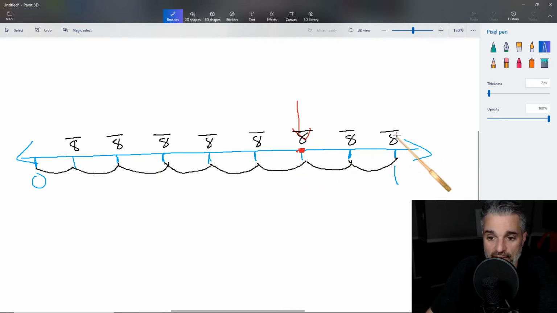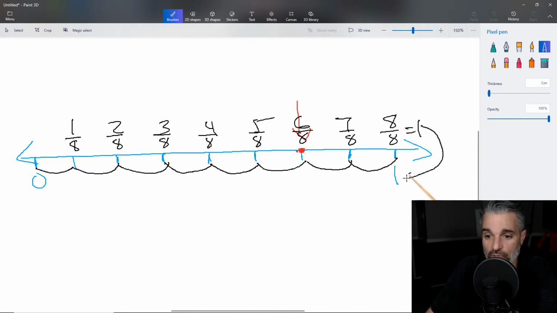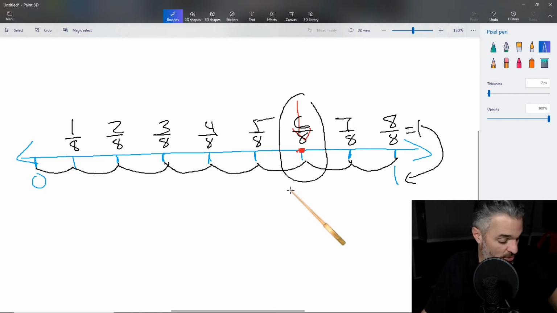You can do this. And then you begin, well, this is 1/8. This is 2/8, 3/8, 4/8, 5/8, 6/8, 7/8, and 8/8, which is 1. And look at the 1 here. So the point that I was looking for was 6/8. Okay, that's it. That's all you have to do on the third page.